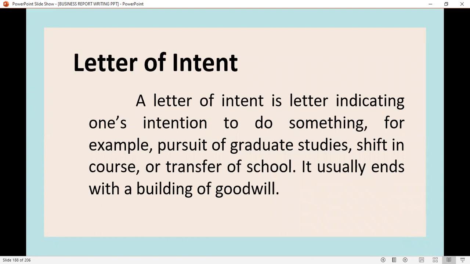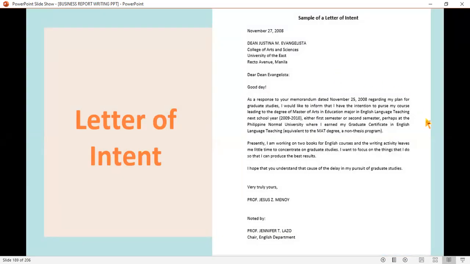Next, a letter of intent. Letter of intent is a letter indicating one's intention to do something. For example, pursuit of graduate studies, shift in course, or transfer of school. Another is to apply for a job. You are sending a letter of intent. You are stating your intention, diba? So this is an example of a letter of intent. Ayan. So a letter of intent stating about pursuing graduate studies.